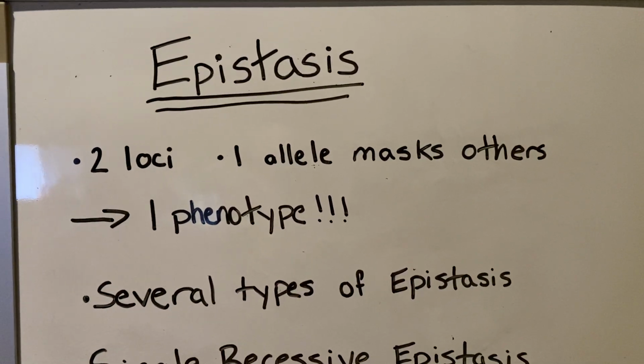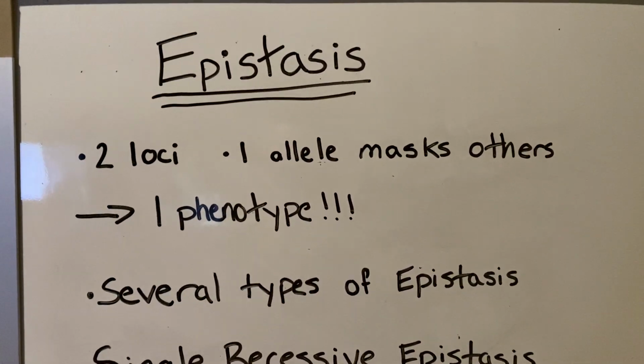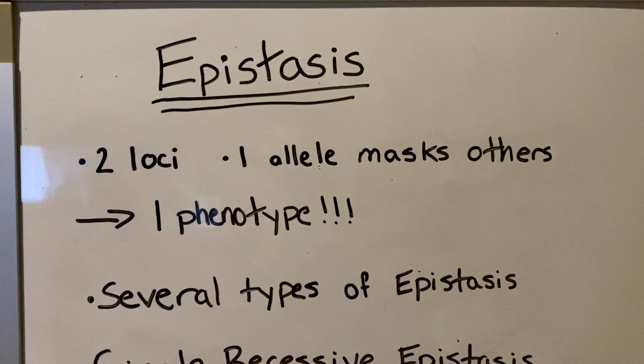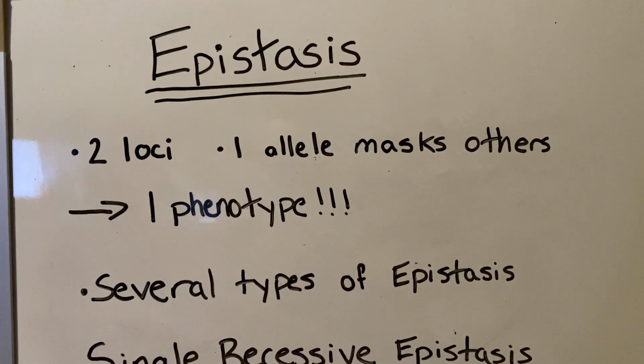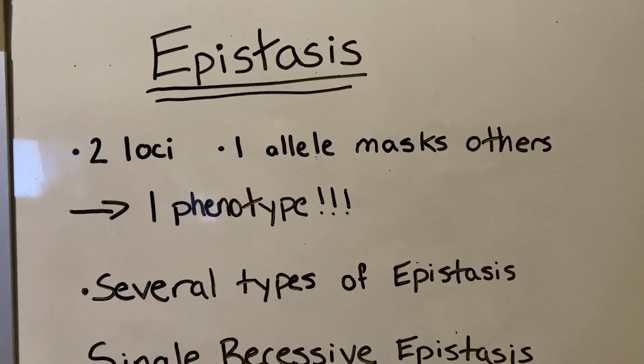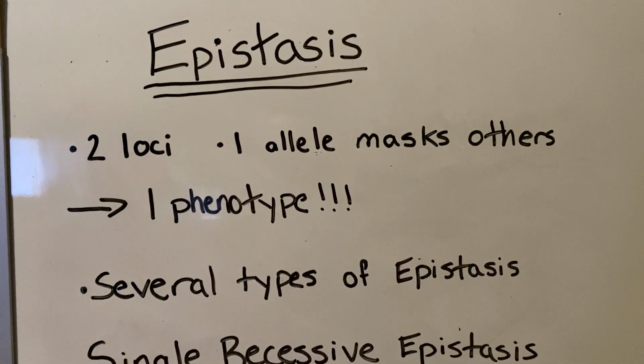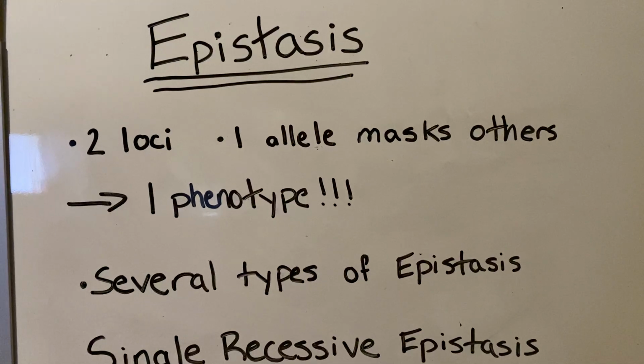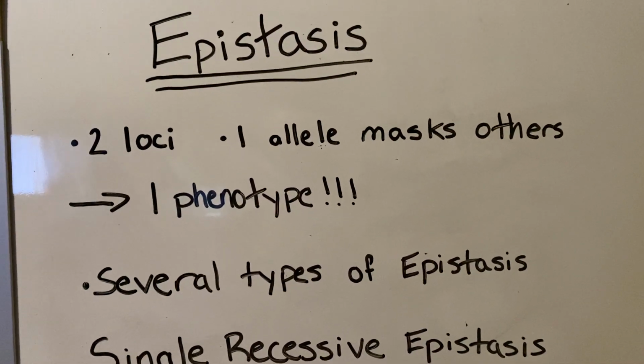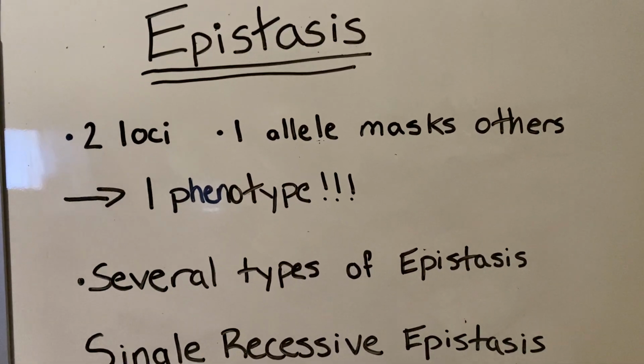Now, what is epistasis? Epistasis is when you have alleles at two separate loci, and the expression of one allele at one specific locus is capable of masking or altering the expression of another allele at a separate locus. This ends up resulting in one expressed phenotype.